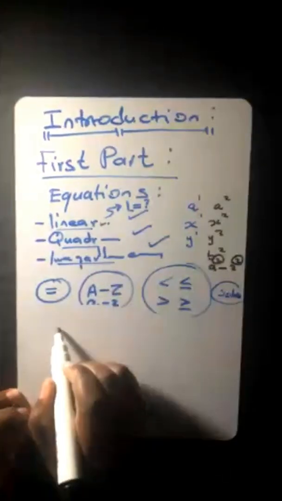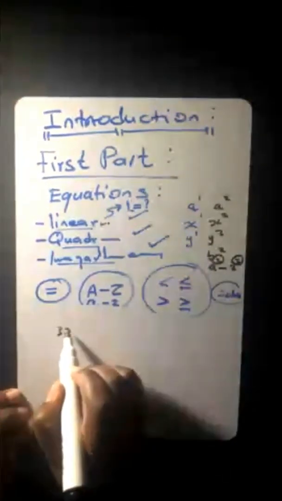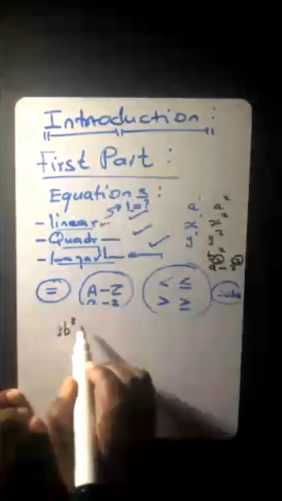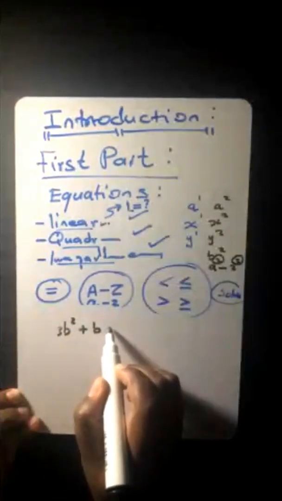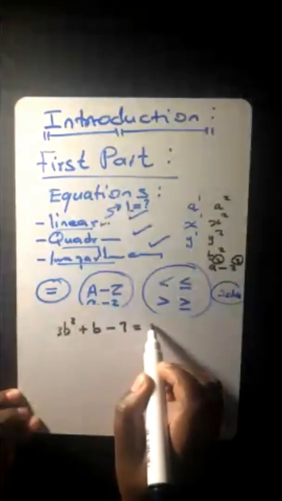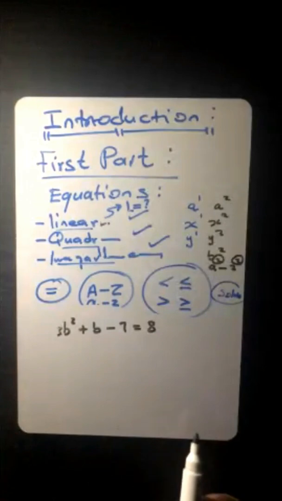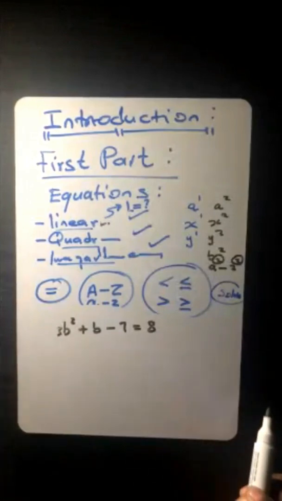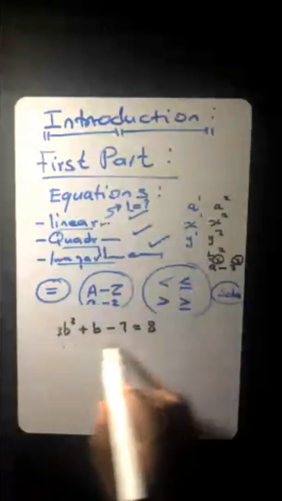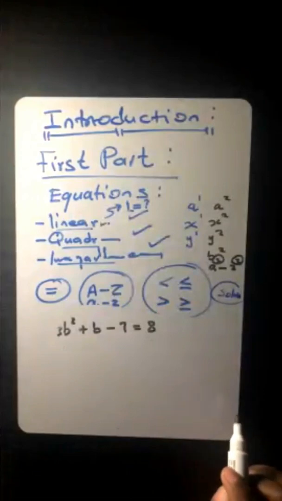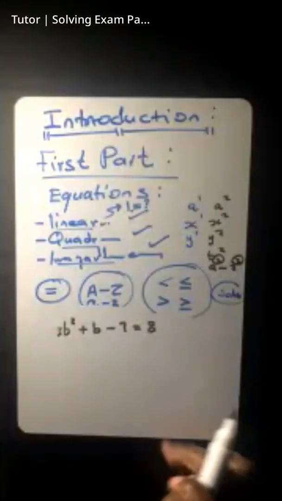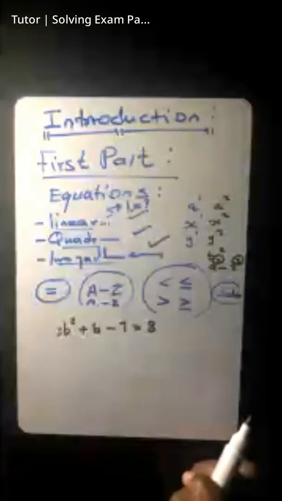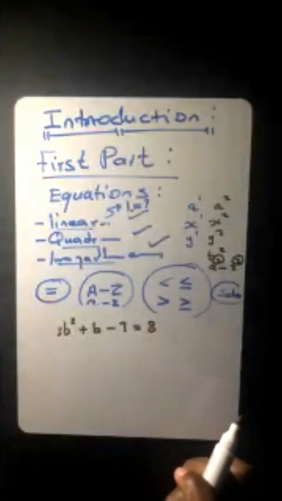So in short, let me quickly give another type of problem. Let's say you've got 3b squared plus b minus 7 equals 8. Ladies and gentlemen, you are given this in an exam. You don't just straight away try to solve that problem. Ask yourself this question: is this a problem? Yes, it's a problem. Who gave you this problem? It's an examiner.